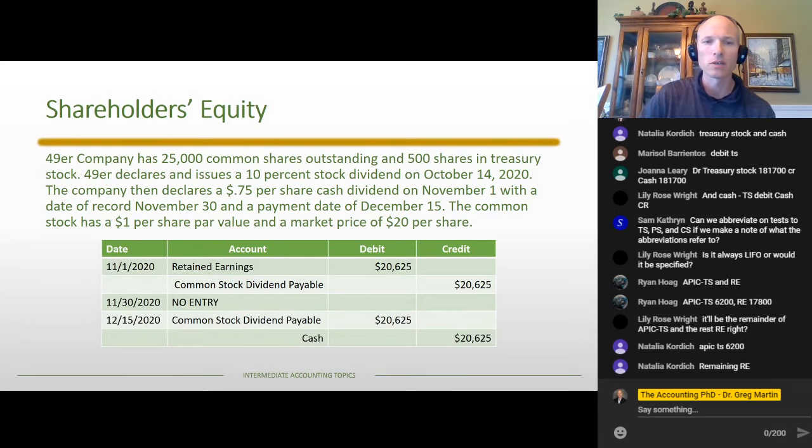And then finally, on the date of distribution, that's when we take the payable off and we actually credit our cash for $20,625. And so, again, in this case, we had a declaration date, a date of record, and a date of payment. And just sort of recalling that the declaration date is when we debit retained earnings and have the payable. There's no entry on the date of record. And then with the payment date, that's when we actually credit cash. So hopefully that one makes sense.